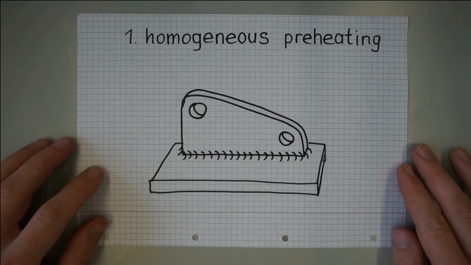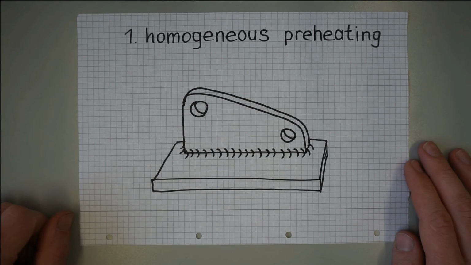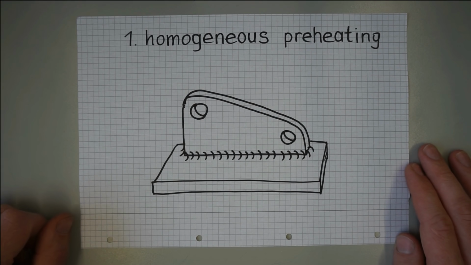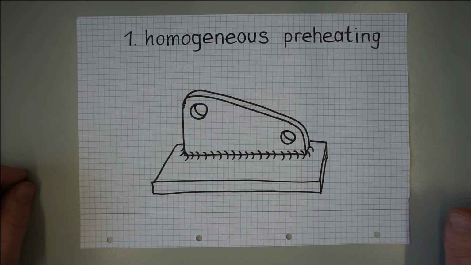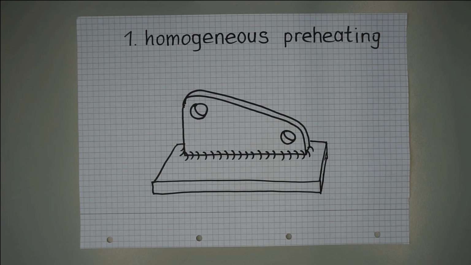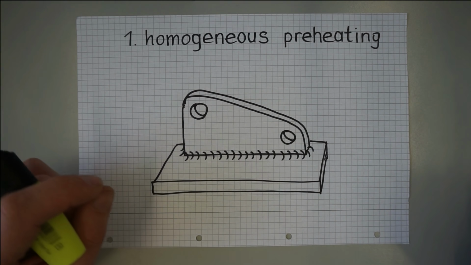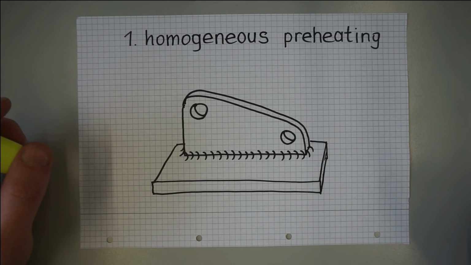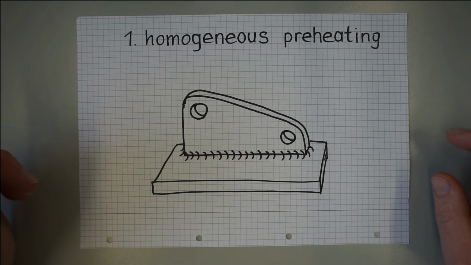The most effective strategy to reduce distortion is homogeneous preheating of the workpiece. This can be done, for example, with heating blankets, with ovens, or simply with the oxyacetylene torch. Preheating effectively reduces temperature differences in the workpiece during welding and thereby reduces plastic strains, which are the cause of distortion. With welding brittle materials, it also reduces the risk of cracking for the same reason. But this effectiveness is only true for a homogeneous preheat.